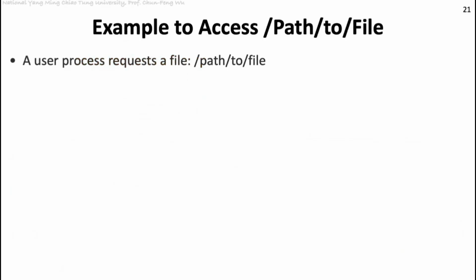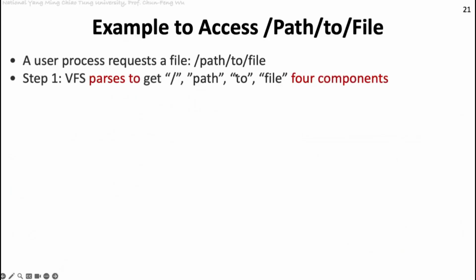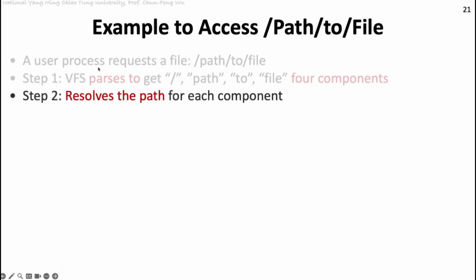Okay, no questions. Okay. The next example is about how to access a file path. So usually a user process will request a file in this kind of format: I'm going to get the data from /path/to/file. But how does the system process this? So step 1, VFS parses /path/to/file into components. And then VFS will start to resolve the path for each component.